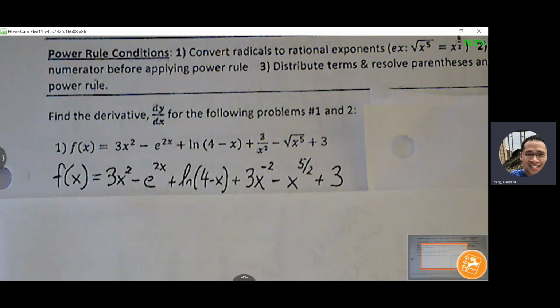The fourth term, 3 over x squared, we can't do power rule in that form. That x has to come up first. Then we can do power rule. Again, root x to the fifth is x to the 5/2. Now we can jump into our derivative rule.